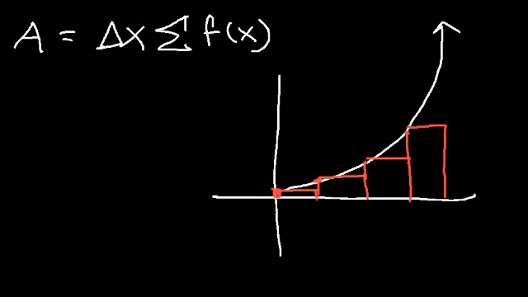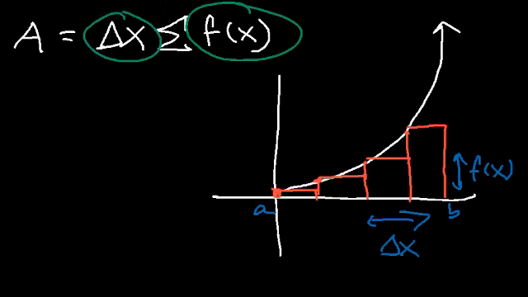Each rectangle has a width, delta x, times a height, f of x. So delta x, the width times the height, is going to give you the area of that rectangle. And to approximate the area from, let's say, A to B, you add up each rectangle, which is the sum of all the y values times the width, if the width is the same for each rectangle.